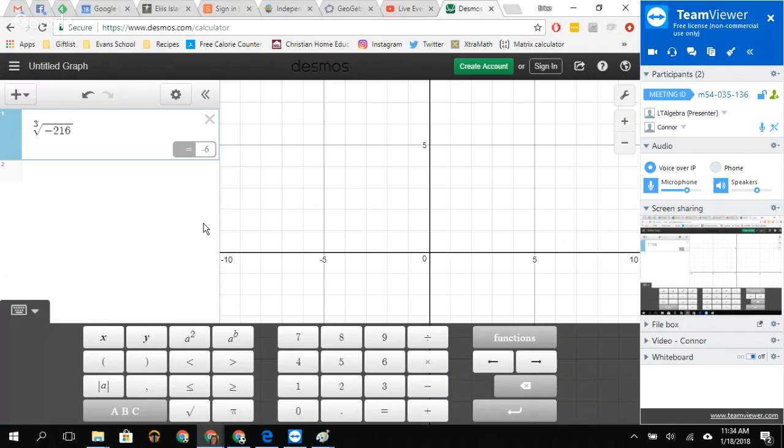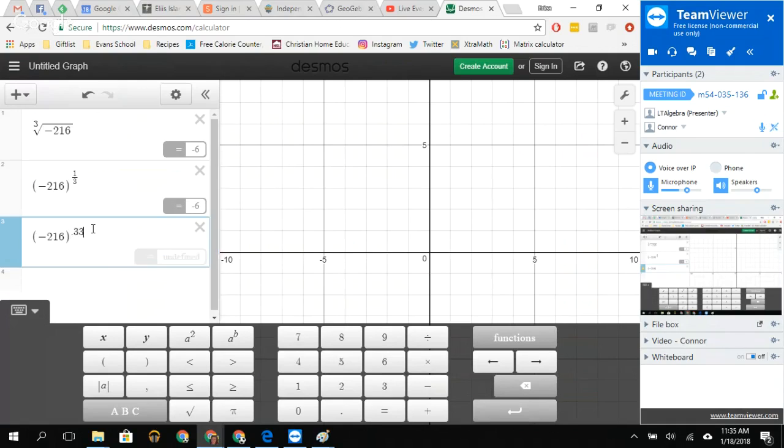If you have a calculator like on your phone that you can't do that, you could type in negative 216 to the 1/3 power, because that means the same thing. If you really have an old calculator, like the basic calculator, and you can't type in 1/3, you could do negative 216, and then you just know that 1/3 is like 0.333, so just type in, I didn't like that.